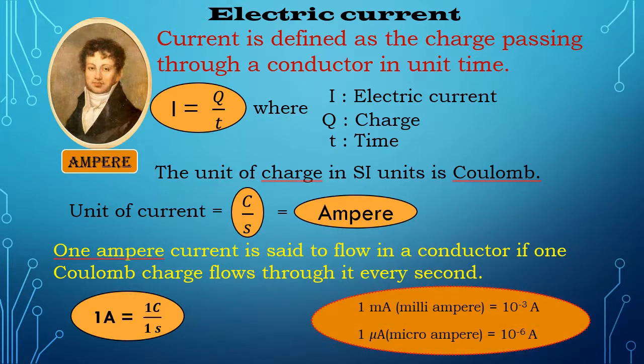The smallest values of current are expressed as milliampere and microampere. 1 milliampere is equal to 10 raised to minus 3 ampere and 1 microampere is equal to 10 raised to minus 6 ampere.